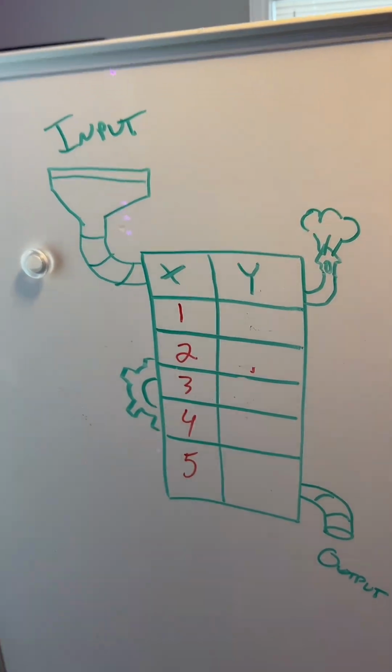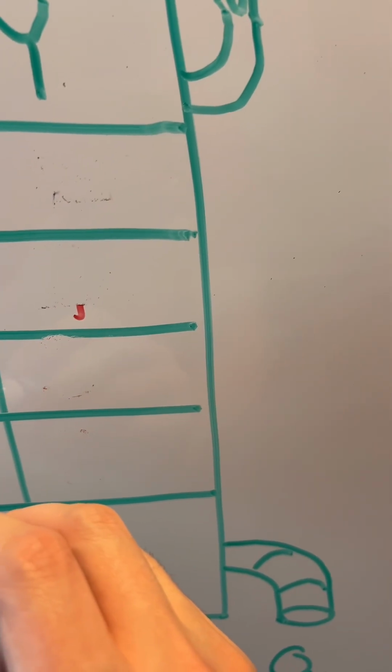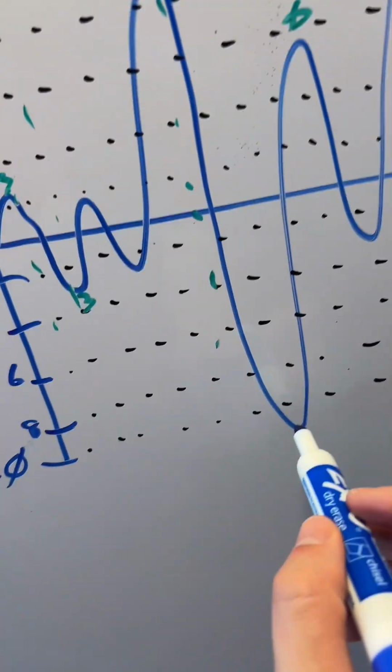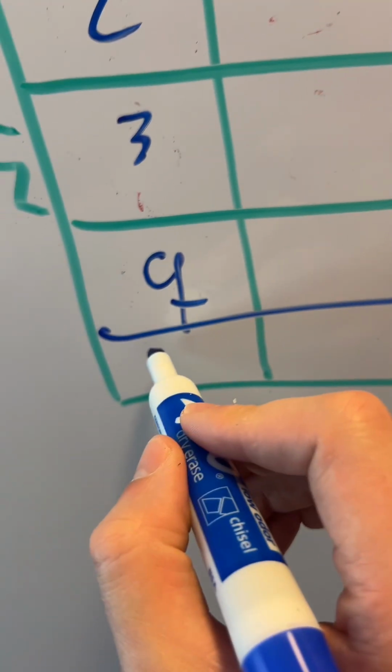So let's fill that out. So we have 3. We have 3 again. We have 2. We have 3. Sorry, can't math. We have 9. And we have, we'll say, 11 down there. Yeah, I crossed my 9s, what of it? And this list would go on and on for all the other points.